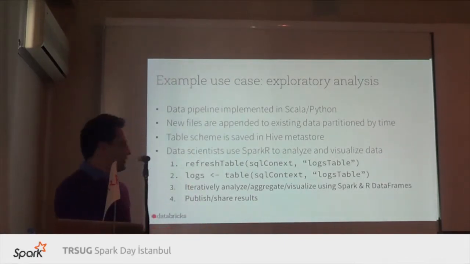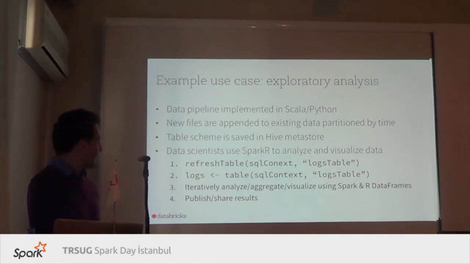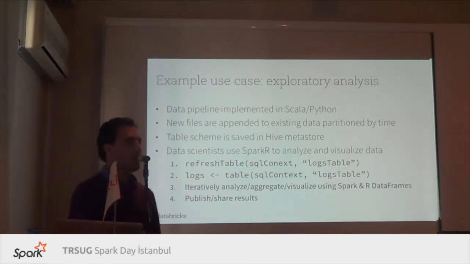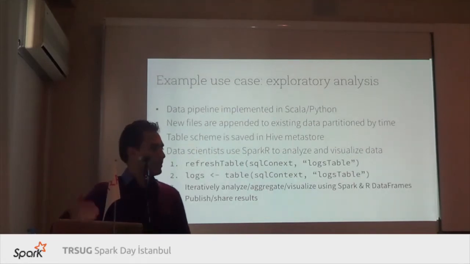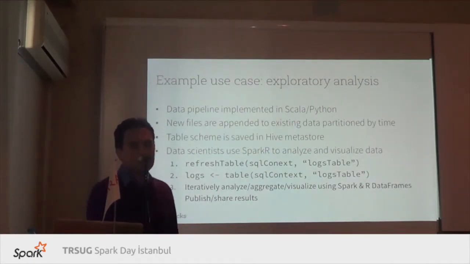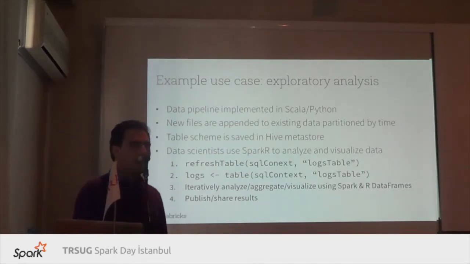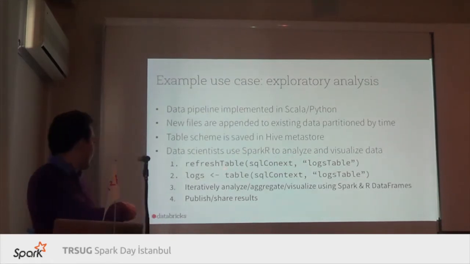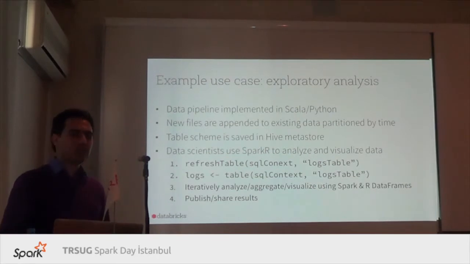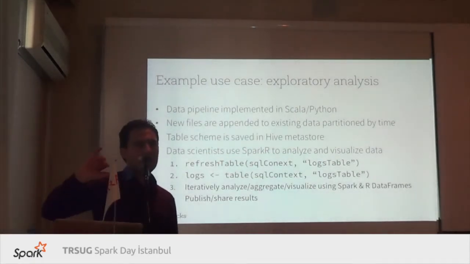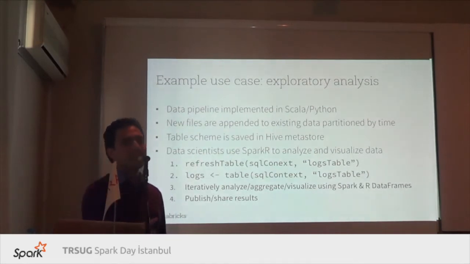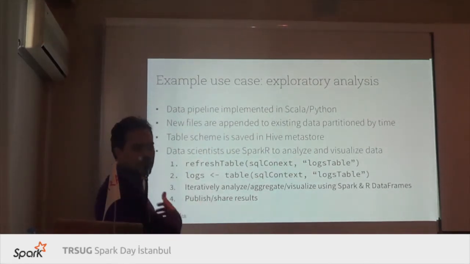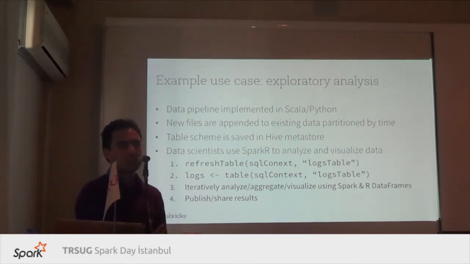The data engineering team can have their pipeline in, let's say, Python or Scala, and then they save the files on distributed storage. And the way they do it, they just append on some existing directories. And the information about the schema of the data is saved in, let's say, Hive metastore. That's very common. The data scientists, when they want to analyze the data in the morning, they call refresh table. Refresh table basically refreshes the Hive metastore so it knows about the latest files that have been added since the last time refresh table was called. Basically, it refreshes your table.